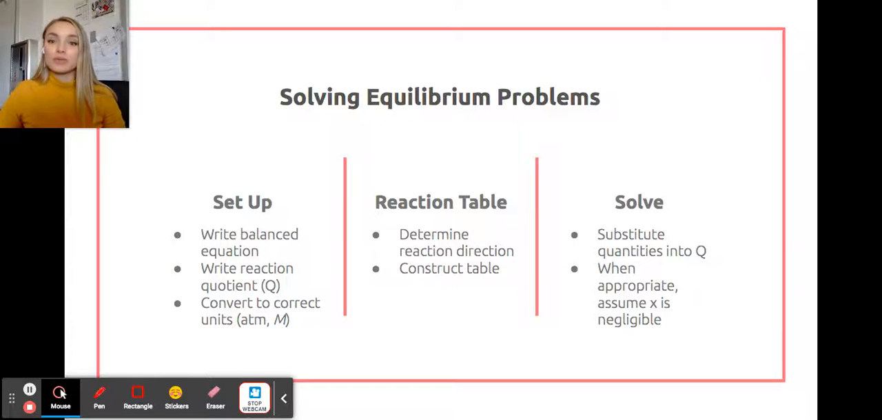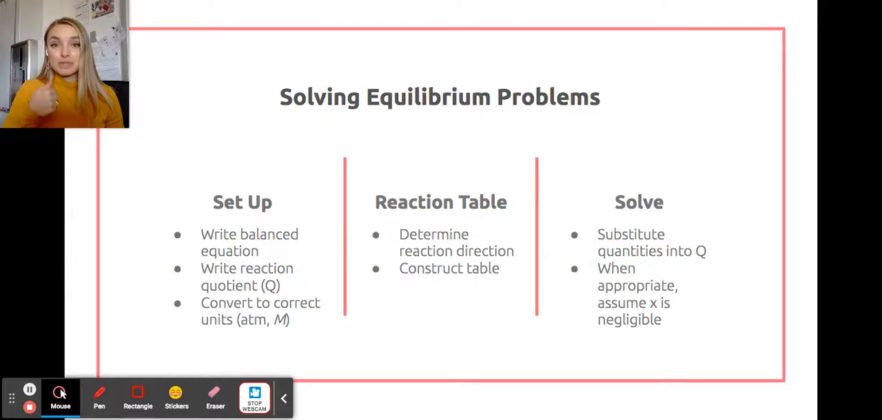When you're solving equilibrium problems, there's a couple of steps to remember. When you're setting up, make sure your equation is balanced. It's a good idea to write out your reaction quotient. So that's your Q value, your ratio of products to reactants. And then make sure that you're using the correct units. Make sure everything is either in atmospheres if you're using pressures, or it's in molarity, moles per volume, if you're doing concentration. Then set up your reaction table.